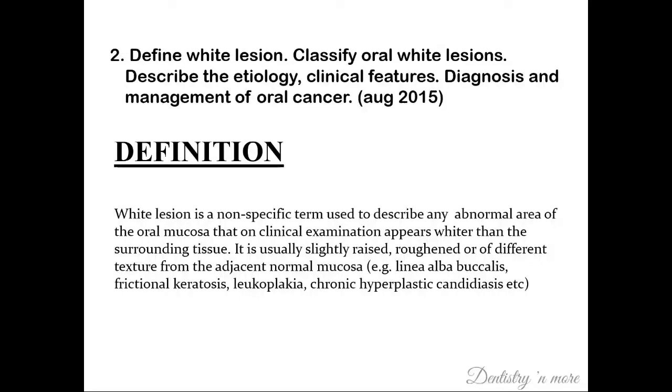So how to go about the definition for white lesion? White lesion is a non-specific term used to describe any abnormal area of the oral mucosa that on clinical examination appears whiter than the normal surrounding tissue. It is usually slightly raised, roughened, or of different texture from the adjacent normal mucosa, such as that of linea alba buccalis, frictional keratosis, leukoplakia, and chronic hyperplastic candidiasis are the examples that you can cite.